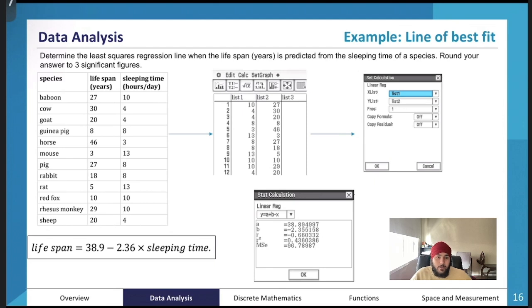So first step, we've got our data. First step is to determine what our explanatory variable is and what our response variable is. Now in this question, they haven't given us a graph. So how do we actually tell? Well, it's pretty obvious from the question.